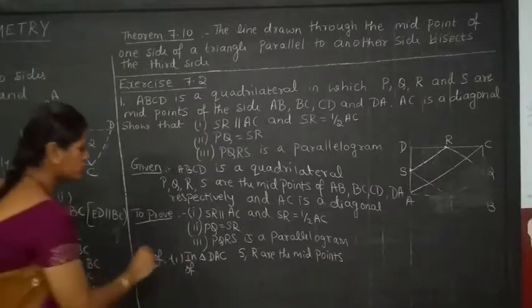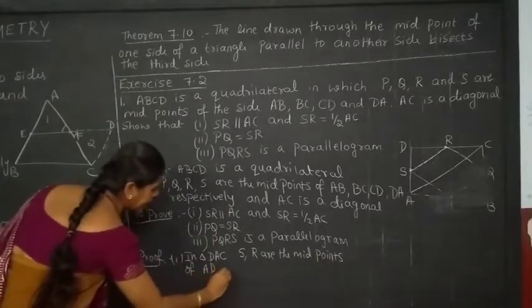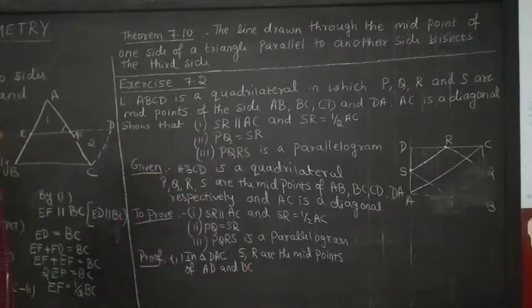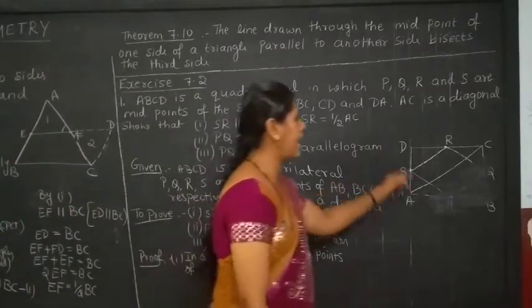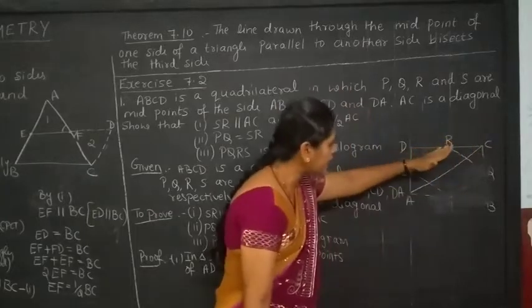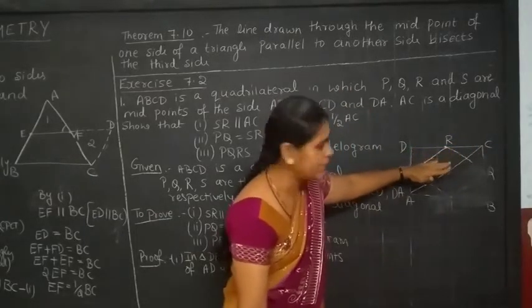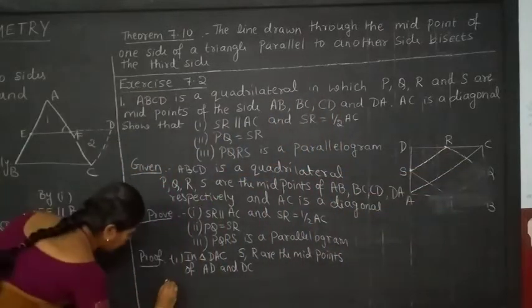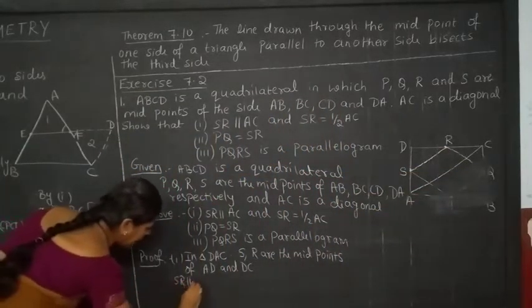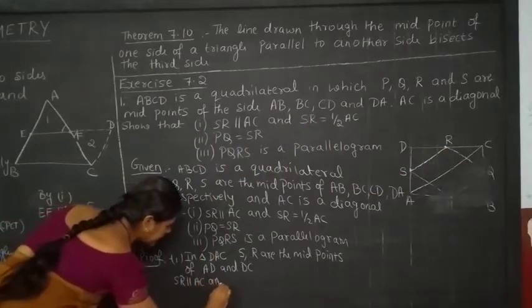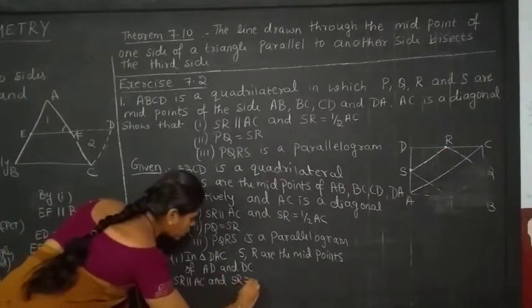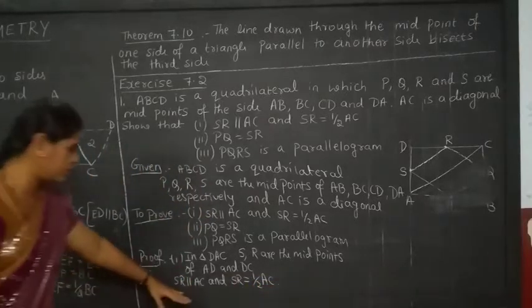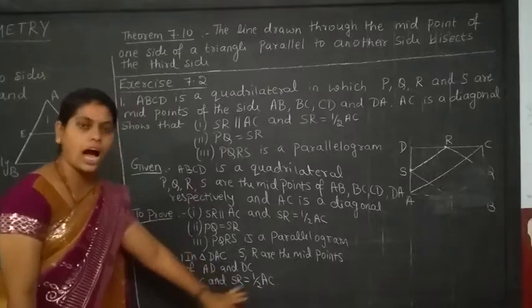Of which two sides? AD and DC. S, R are the midpoints of AD and DC. So what can I say? By midpoint theorem, SR is parallel to AC. So therefore, SR is parallel to AC and SR is equal to half AC.